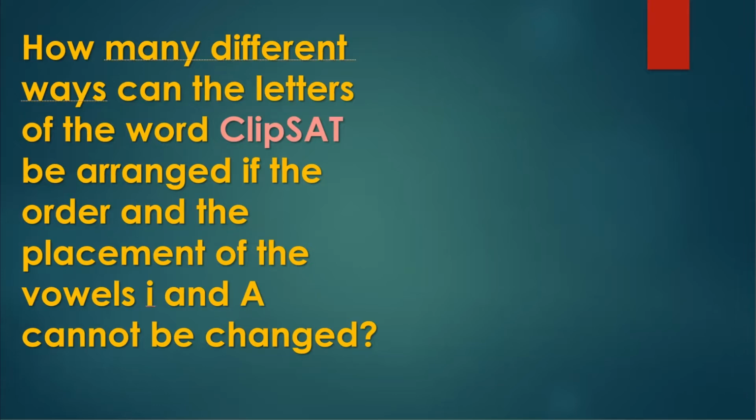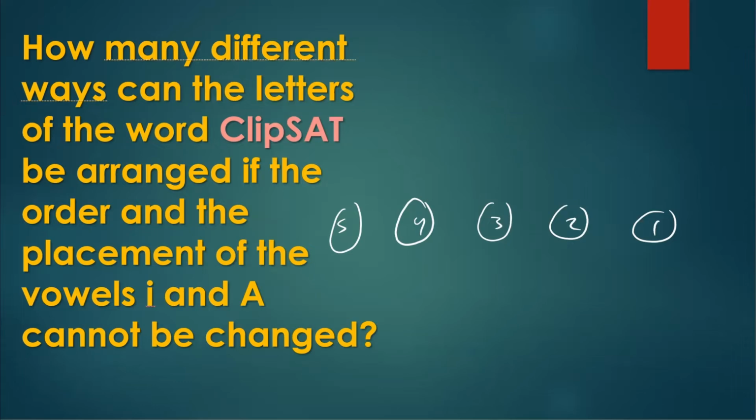We have 5 places for letters here: 1, 2, 3, 4, 5. This is for the letters C, L, P, S, T, the non-vowels, the consonants. So I have 5 times 4 times 3 times 2 times 1 to arrange these, or factorial 5. But we still need to fit I and A in between them. Okay, how many places are here?